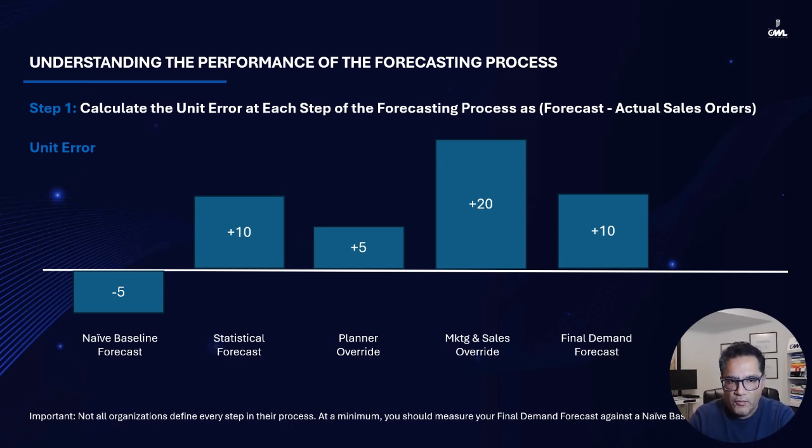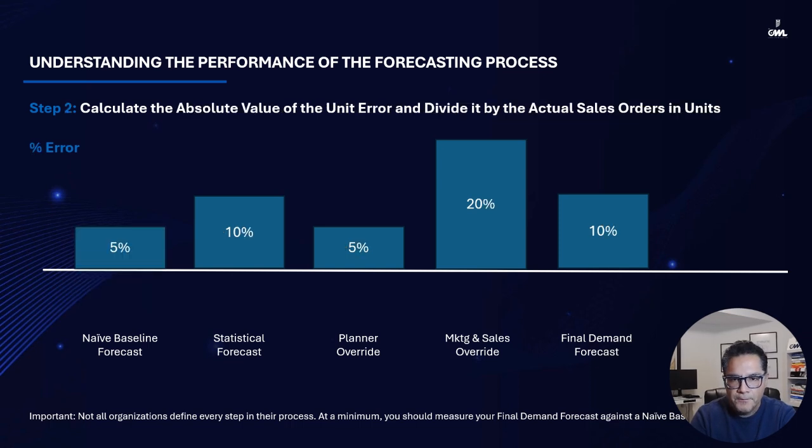Then you have the statistical forecast. The statistical forecast was 110 units, so 110 minus 100 gives you +10. Then you have the planner override. The planner was forecasting 105 with their overrides, so minus 100 gives you 5. Then sales and marketing inputs drove the idea that you should forecast 120, and 120 minus 100 is 20. And the final demand forecast, the one that we all reached consensus on and put in our system, was 110, so 110 minus 100 gives you plus 10. So the error of each of the steps in the process is highlighted here.